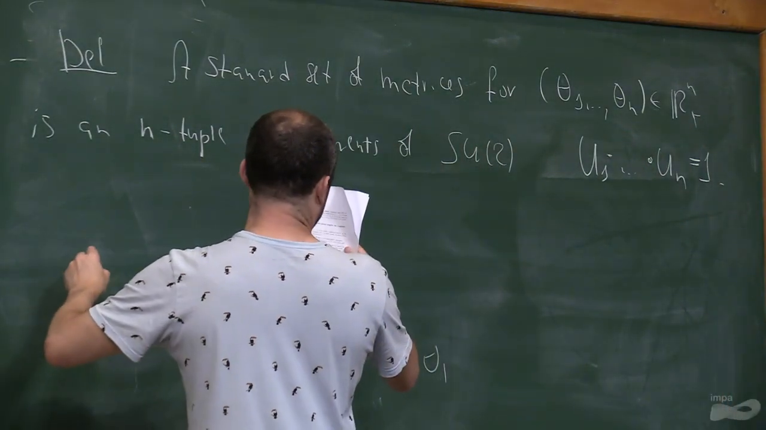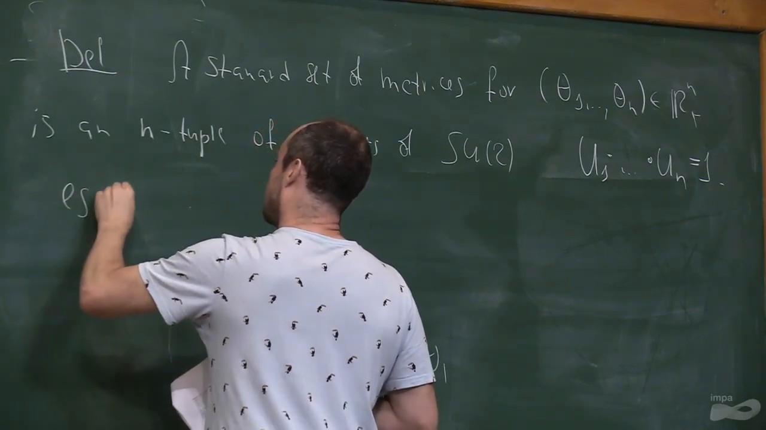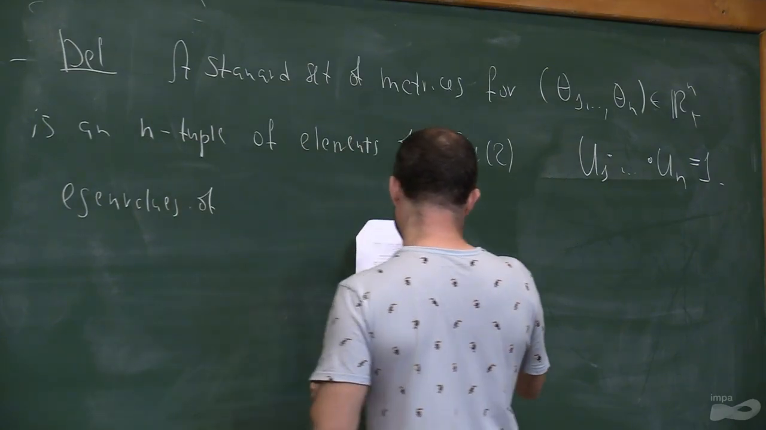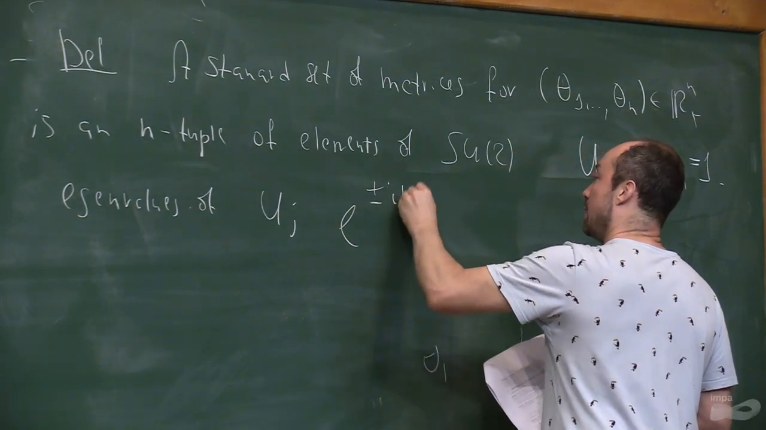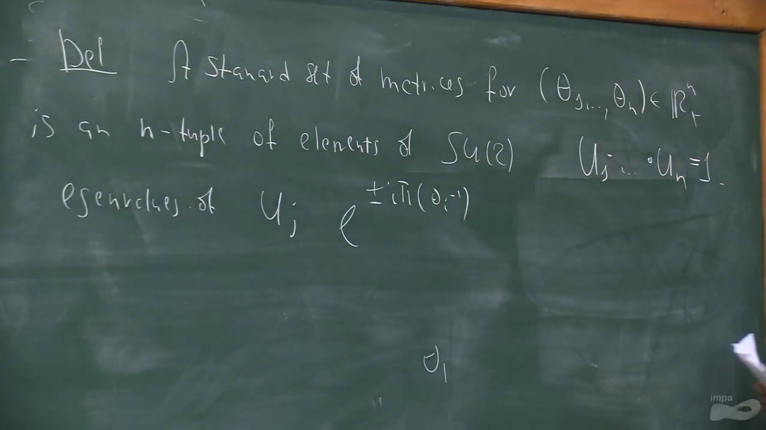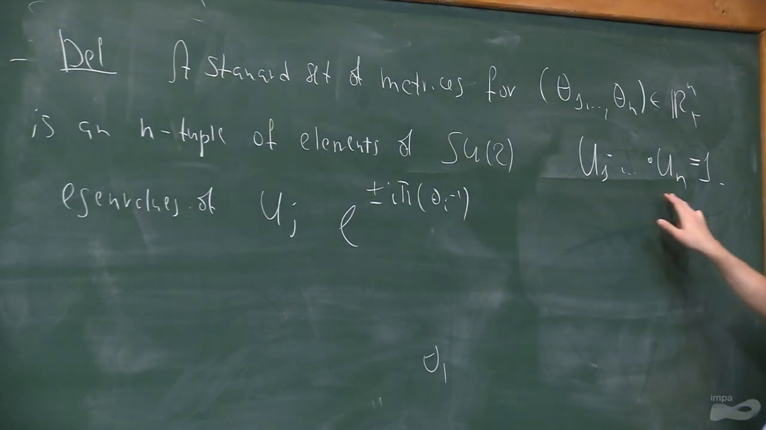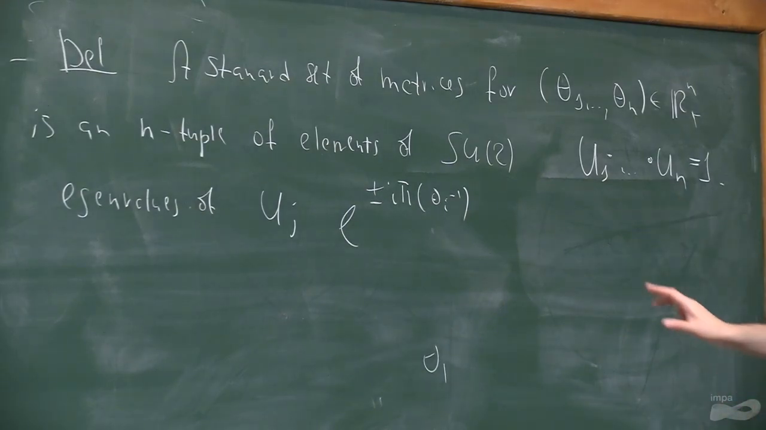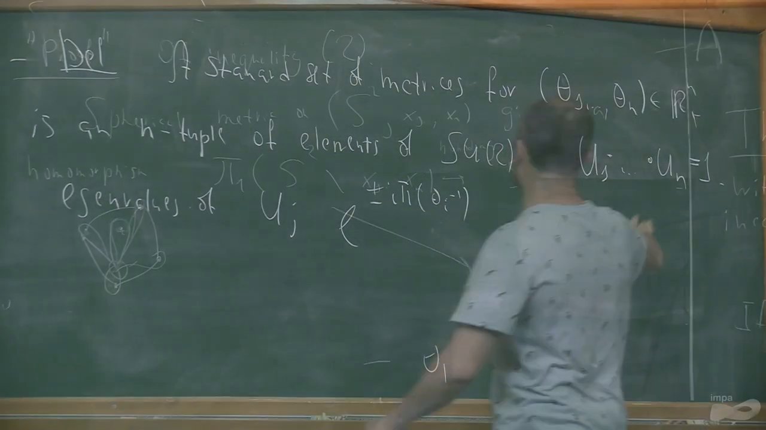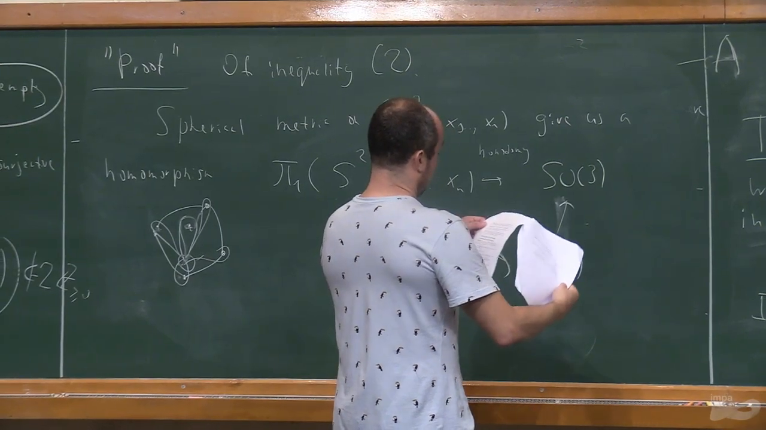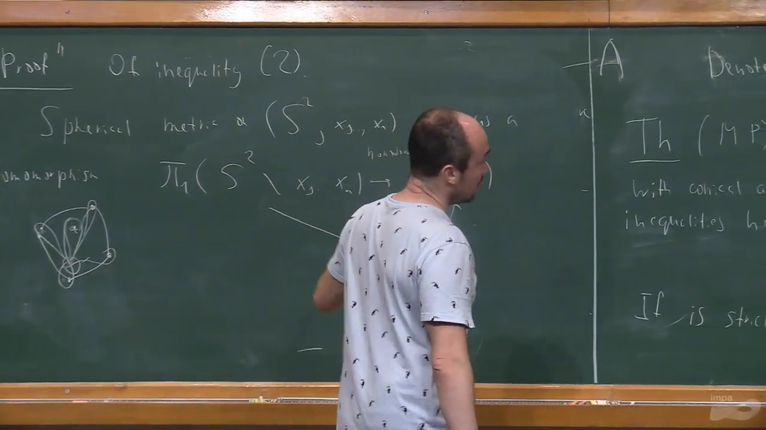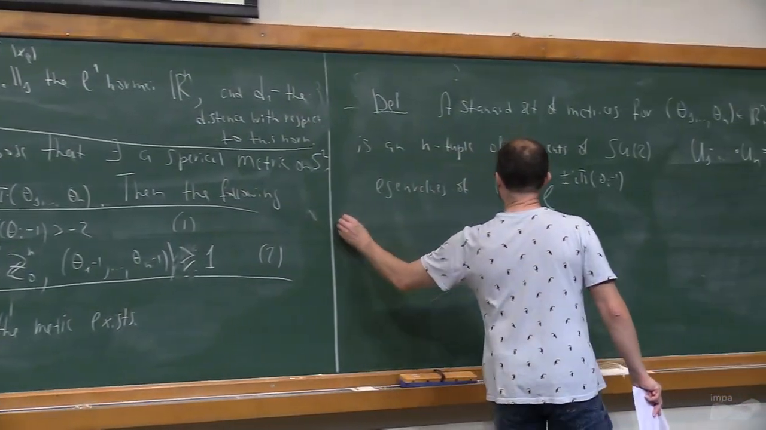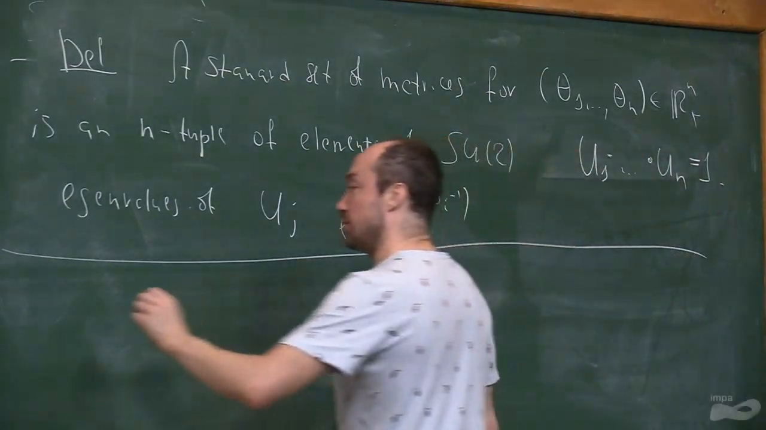And finally, the eigenvalues of the matrix uj are like this: exponent of plus minus i pi theta i minus 1. So this is the standard set of matrices, yeah? So you just have your matrices with given eigenvalues, and their product is equal to 1. And then what I was trying to explain here is the following, that to each sphere with conical singularities, we can associate a standard set of matrices. So this is kind of a lemma.